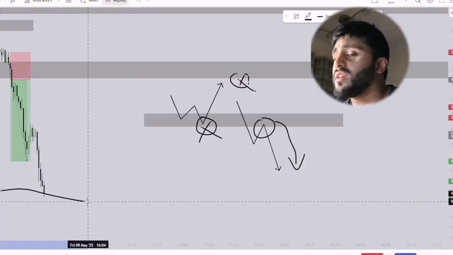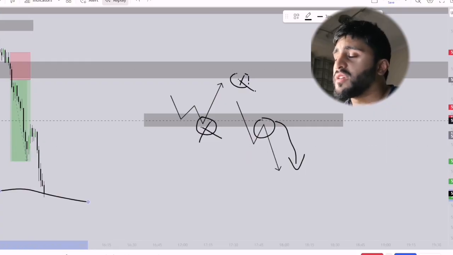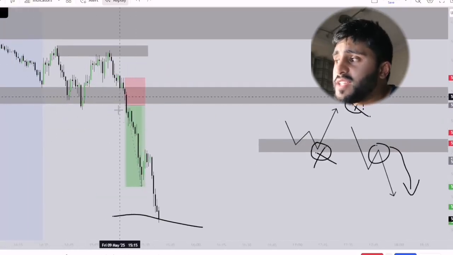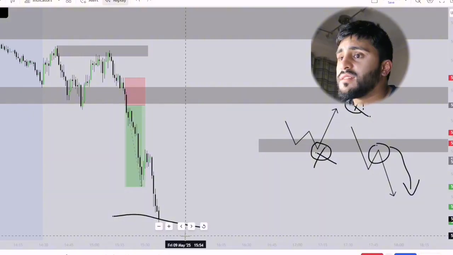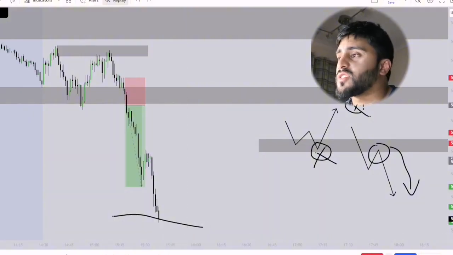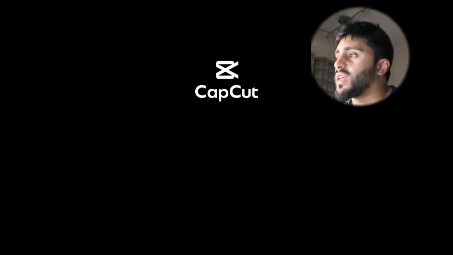So on the ATAS platform, I'm looking for buyers to fail. I'm looking for these passive buyers to fail. And when these passive buyers fail over here, right? So if we go back to the candlestick chart, when these passive buyers fail over here and over here, that's what gives us the sell position.